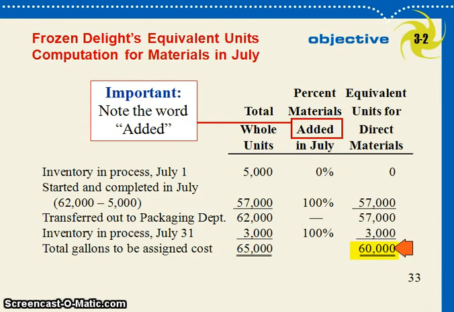All right. So we're starting off. We've got inventory in process on July 1st. That's our first information, 5,000. You have those that are started and completed. There's your 57,000, and you have those still in ending inventory that are 3,000. Well, what we're going to do is look at direct materials and conversion costs and the equivalent units for each.